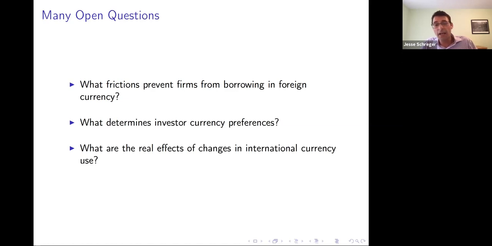And then, having documented this huge change in the international use of currencies, what are the real effects of this change in international currencies? And so with that, let me stop and make sure we have time for plenty of discussion.